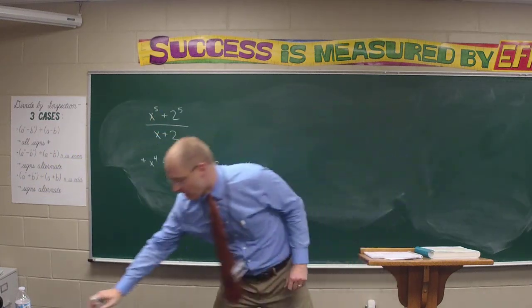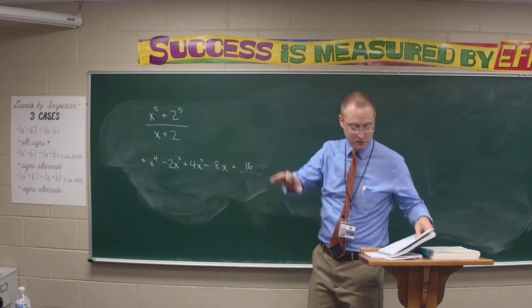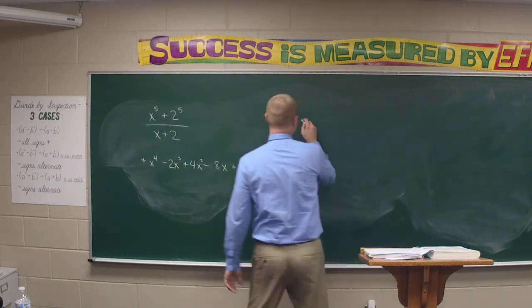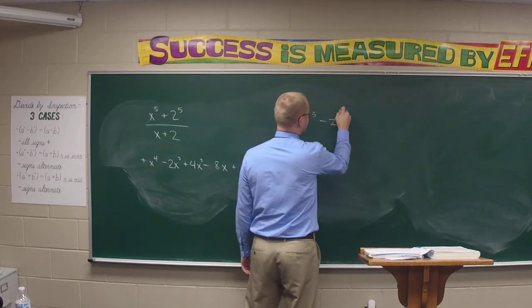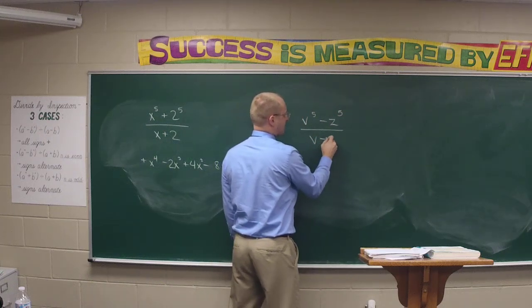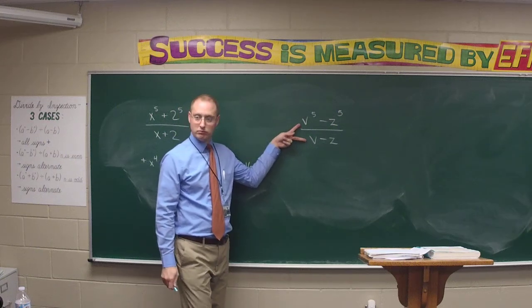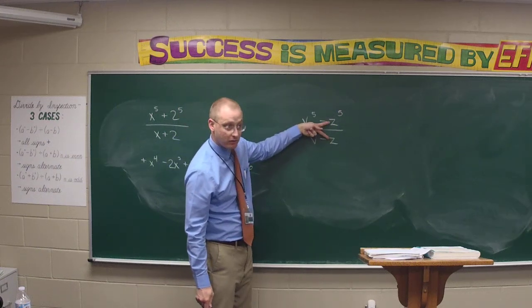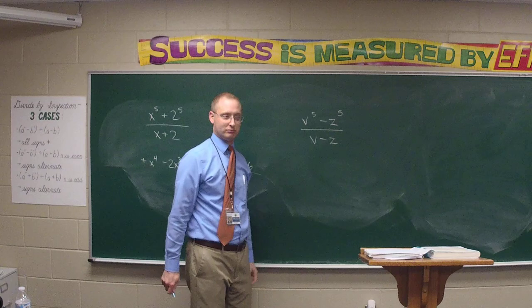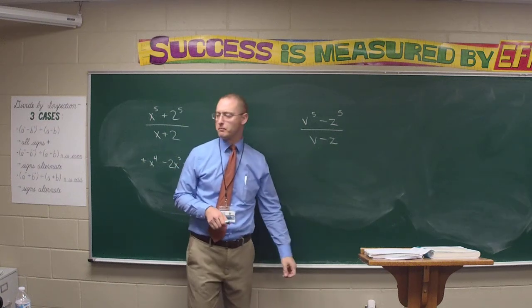Let's take a look at some of these together. Write this down. Okay, that was an example. This is the first thing I want you to write down. V to the fifth minus Z to the fifth divided by V minus Z. Do you see how these two letters match? See how these two letters match? And those two powers match. Then we can use division by inspection.